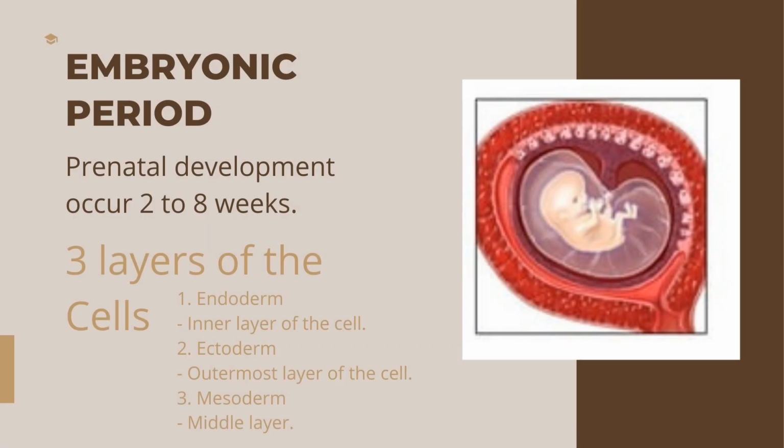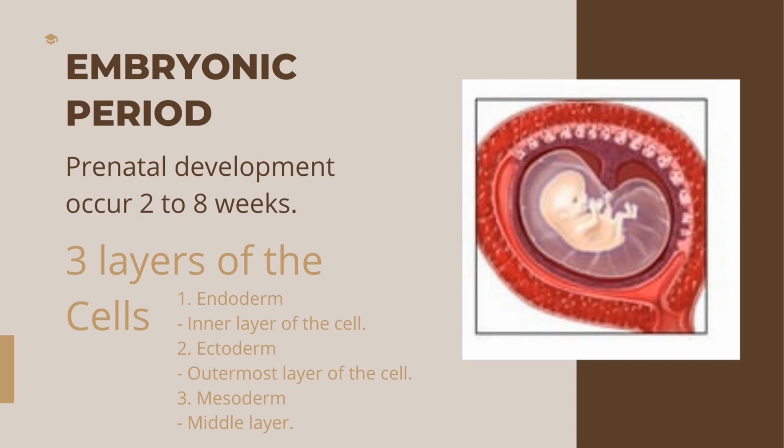The second one is the embryonic period. The prenatal development occurs from 2 to 8 weeks. The zygote will become an embryo. Organogenesis is the process of organ formation during the first 2 months of prenatal development. There are 3 layers of cells.